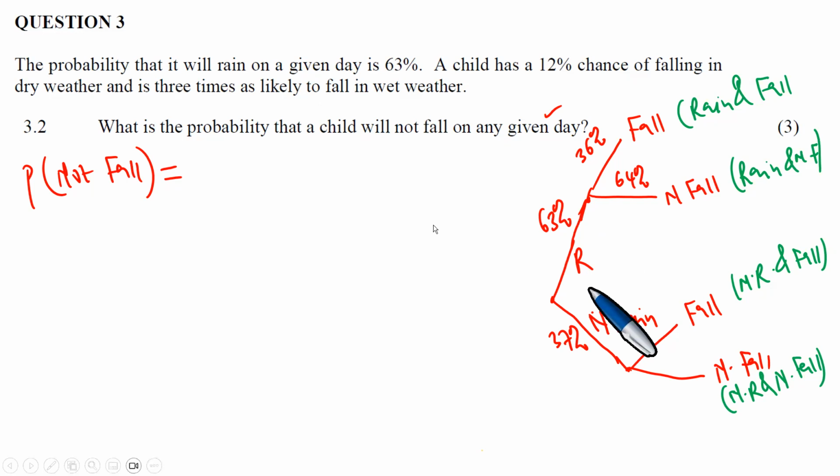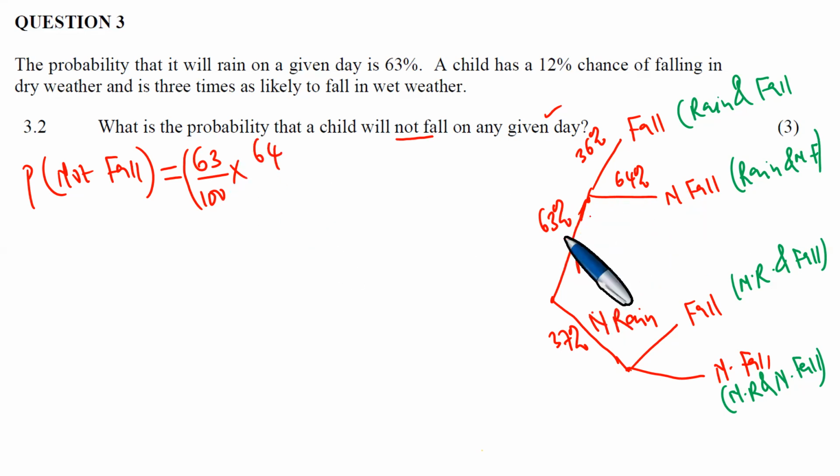So, obviously, on any given day, there are two possibilities. Either that day it's raining. So, if it's raining, it is 63%. 63% is like 63 over 100 times. Okay. Remember, what is the probability that the child will not fall? If it's raining, for instance, if it's a rainy day, what is the chance of the child not falling? It is 64%. So either it rains and the child does not fall. So raining is 63%, does not fall is 64%.